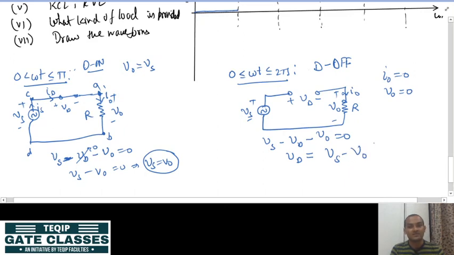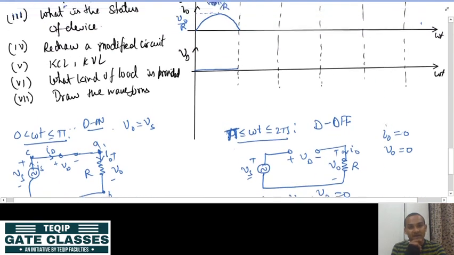Now, V naught is 0, we have seen this. So, that is why the diode voltage is Vs. Now, here you can see that Vs is represented as an instantaneous value. When you represent Vs between pi to 2 pi, you know that between pi to 2 pi Vs is minus Vm sin omega t. So, it means that the whole negative voltage is applied across the diode, and the diode is reverse biased, meaning whatever voltage is there, that whole voltage is appearing across the diode.